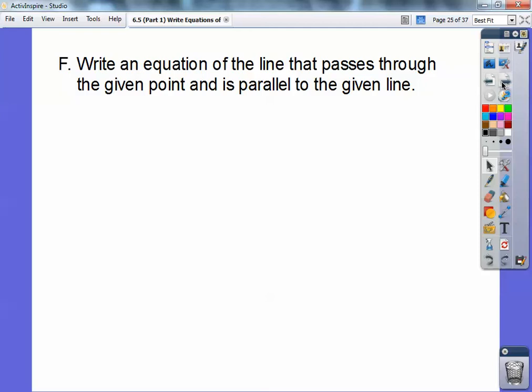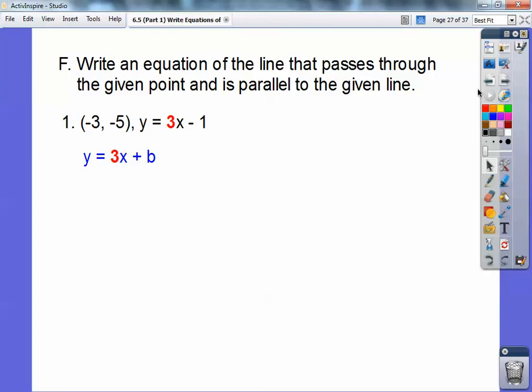Write an equation of the line that passes through the given point and is parallel to the given line. Here's the first one: y equals 3x minus 1. I'm only interested in that 3 in front of the x. I just need that slope. So I know it's going to be y equals 3x plus b. I just have to figure out what b is. Because they said it's parallel, it's going to be parallel to this line, so these numbers are going to match up. The 3x's are going to match up.